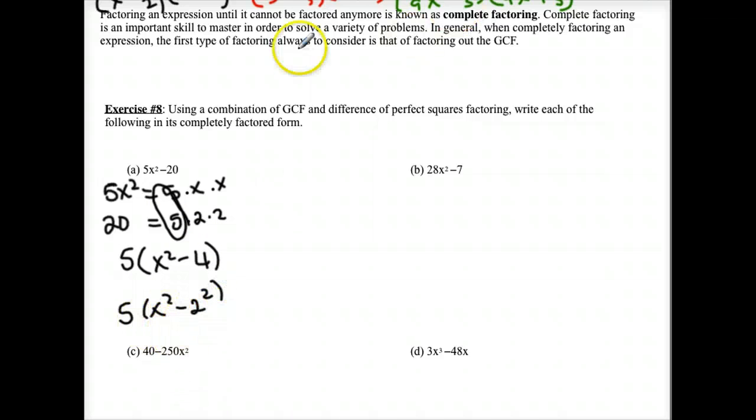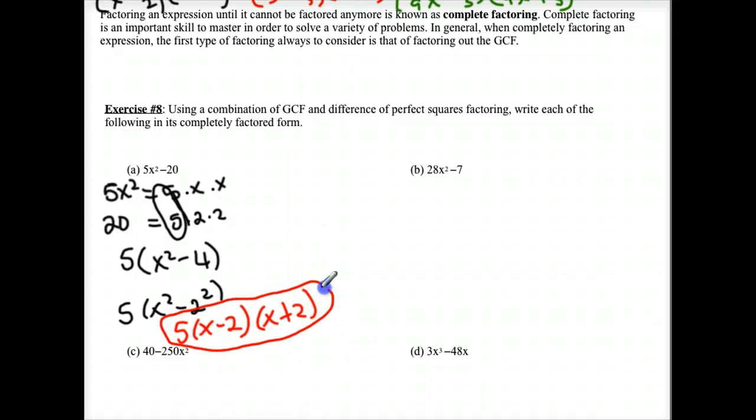So what I'll do is change the color. This becomes 5 times x minus 2, x plus 2. And this is where you factor until you can't go any further. That's what it means to factor completely.